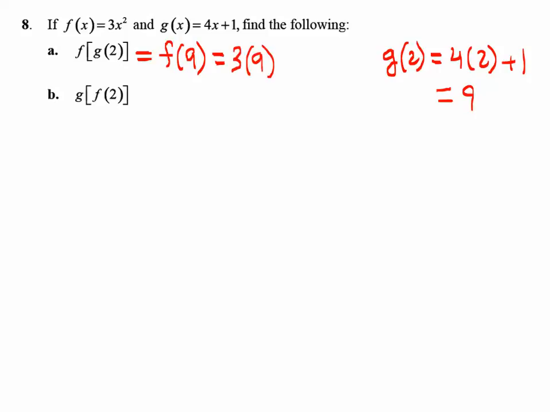Plug into the f function now. It's going to be whatever that is. So let's see, 9 times 9 is 81. 81 times 3. Anybody with that? 243. And the others just waited for me to give the answer. All right.